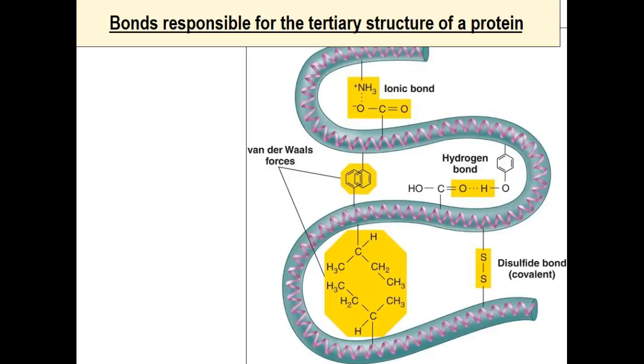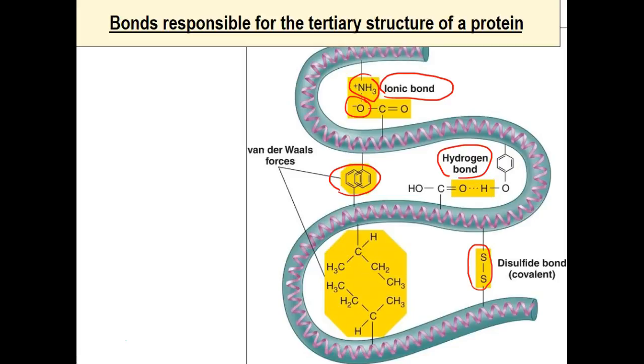Let's also take a look at the tertiary structure here, and you can look at the different bonds that are responsible for the structure. Like here's an ionic bond between an amino group of one amino acid and a carboxyl group of another, or a hydrogen bond, or van der Waals forces, which occur between two very lipophilic amino acid side chains. Or a disulfide bond can form between the two side chains of the amino acid cysteine.